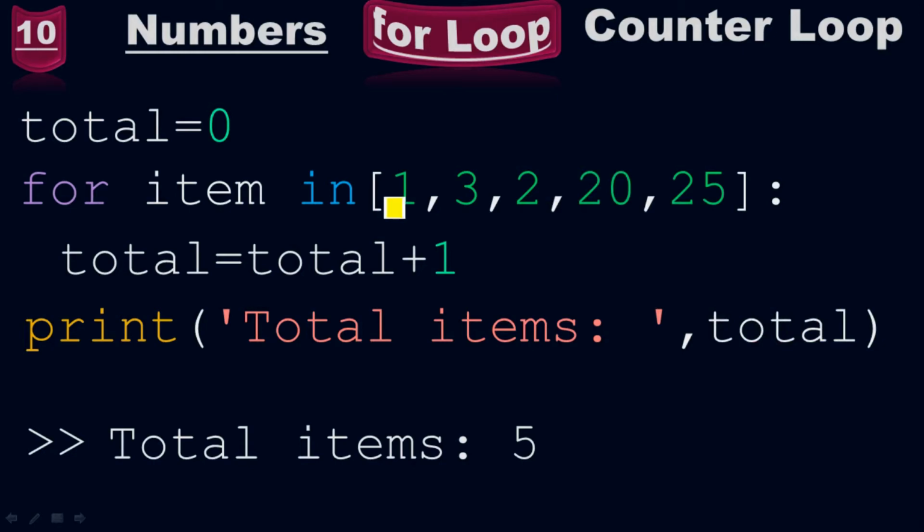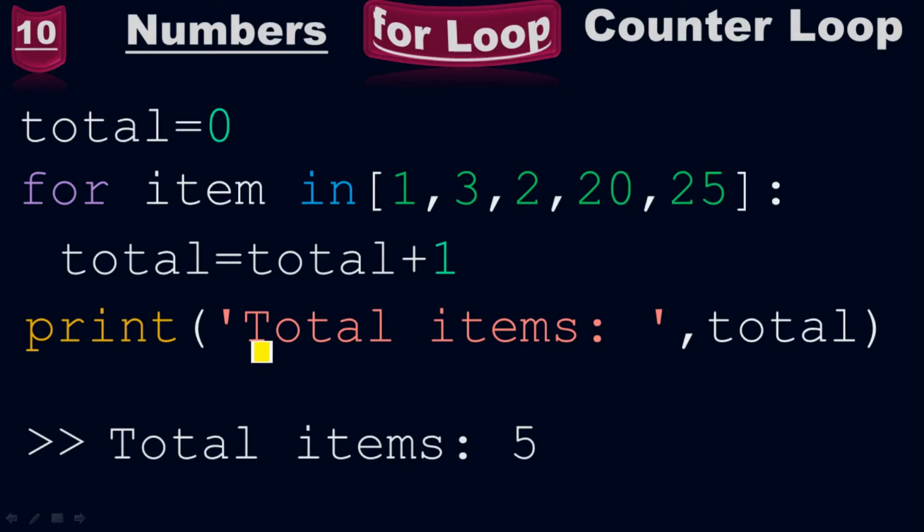We directly put the list. Last time, if you remember, we had x equals to this list. We gave the name x in the previous method. But this time I don't need x. I directly put the list. So I'm going to write for item in 1, 3, 2, 20, 25. And then put colons, press the enter button, your new line will start from here. This is the formula for counting the items. The logic is the same. The only difference here is that I directly put the list here instead of giving the variable name x.